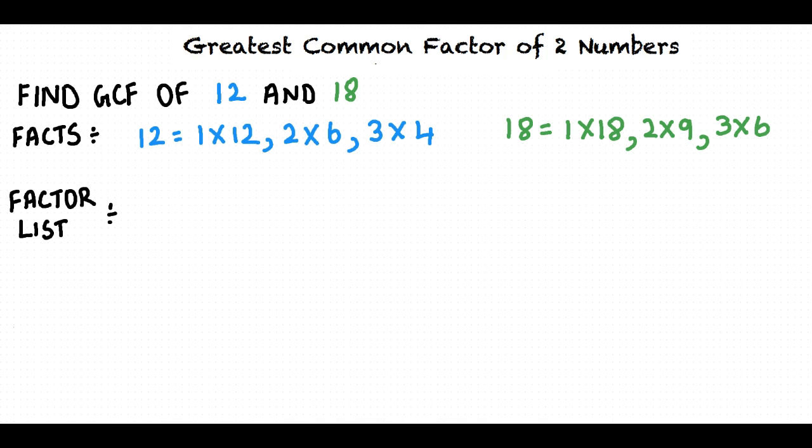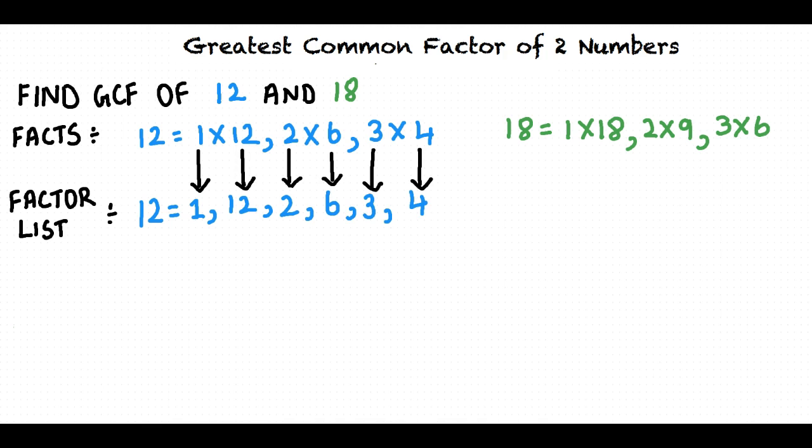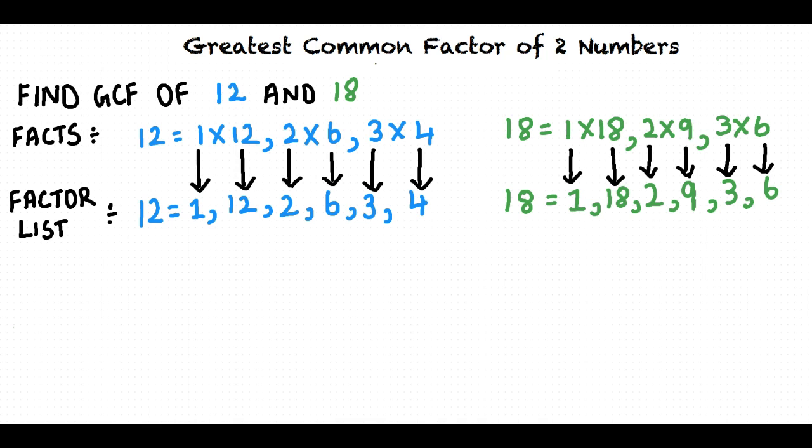The next step would be to create the list of factors. The list of factors of 12 are 1, 12, 2, 6, 3, and 4. Similarly, the factor list of 18 would be 1, 18, 2, 9, 3, and 6. Now, we have two factor lists, one for 12 and one for 18.